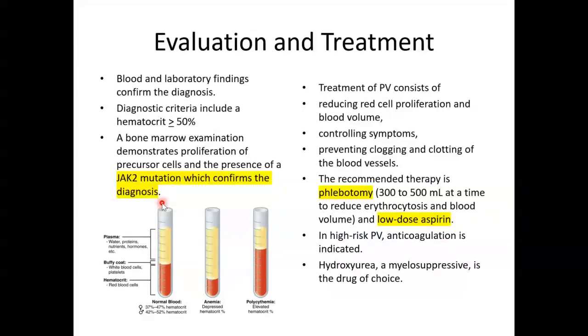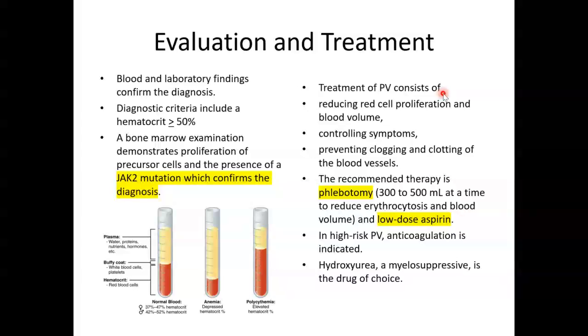And this is just a picture right here. If you remember, go back to the test tube from the very first lecture. This is the normal blood. Here's your hematocrit down here, which generally is 37 to 47%. In anemia, the hematocrit is less, which is the percentage of the whole test tube. And in polycythemia, you start having an elevated hematocrit. Generally, it's getting greater than 50% right here.